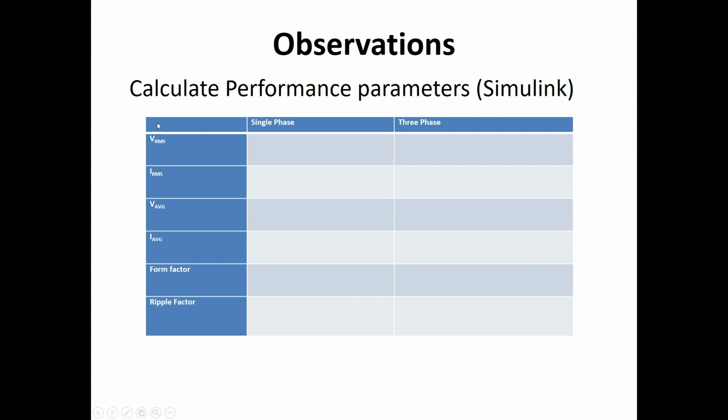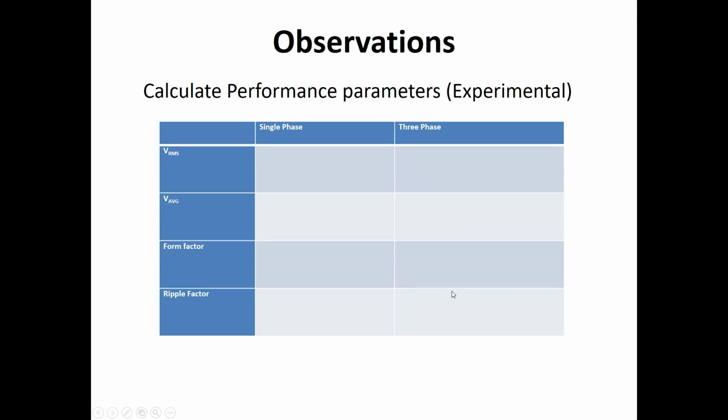Observations. Calculate the performance parameters in Simulink. Single phase mean and RMS of voltages and currents. 3-phase values. Observation. Calculate the performance from the experimental single phase values and 3-phase values.